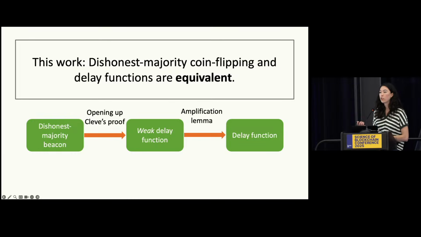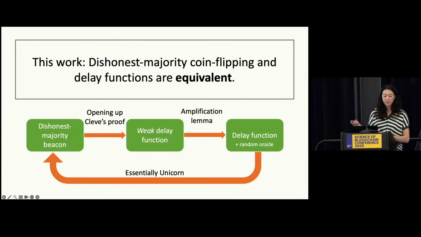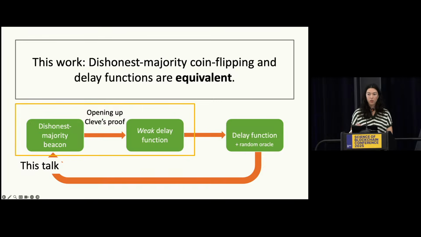And finally, we show that this notion of a delay function can then be compiled to build a dishonest majority beacon by essentially rebuilding the Unicorn protocol using it. So we have this nice equivalence between dishonest majority beacons and a formal definition of a delay function. Okay, so for the rest of this talk, I'll focus on this portion of our result, where we take a dishonest majority beacon and use it to build a weak delay function.